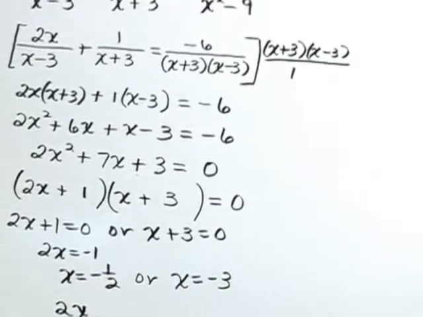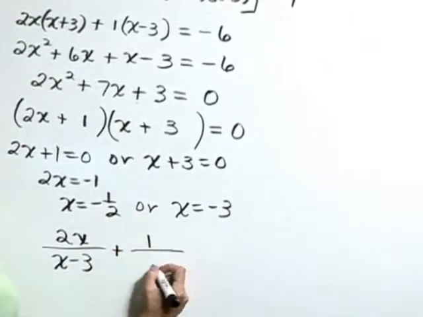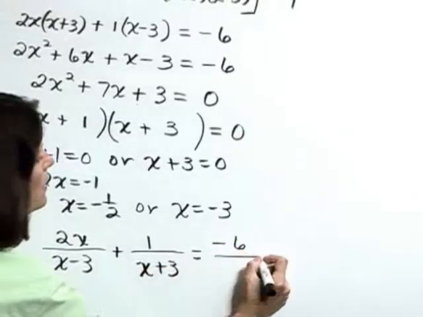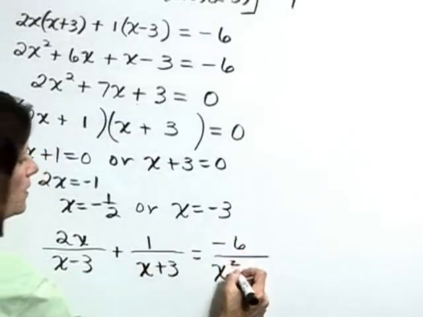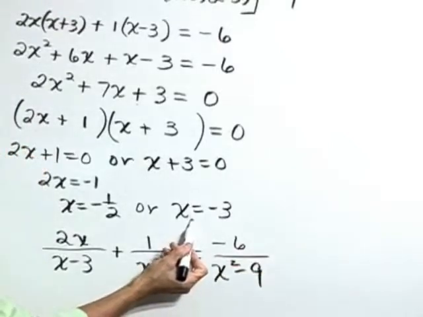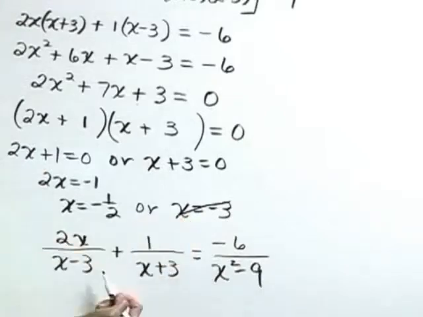Let me just rewrite it down here. It was 2x over x minus 3 plus 1 over x plus 3 is equal to negative 6 over x squared minus 9. Now let's notice that this proposed solution of negative 3 is going to cause a problem right here. If we substitute negative 3 in for x, we'll have negative 3 plus 3, which gives a 0 denominator. So we must exclude that or reject it as a possible solution.